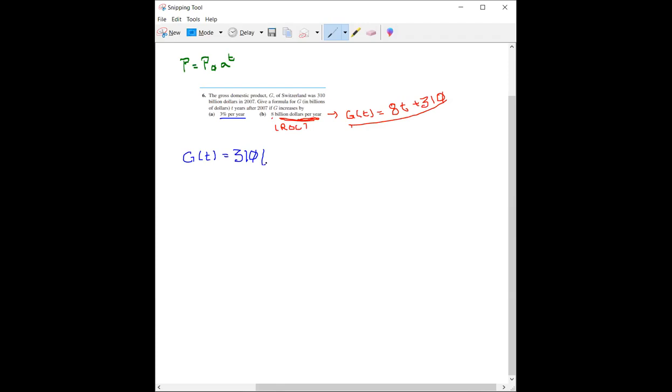We need to first establish, are we growing or are we decaying? Well, it says it's increasing, so it would be 1 plus the 0.03. Precisely. So it's growing, so we know that we're going above 1, our a is larger than 1, and then we know how much by what the percent growth rate is, and then to the t.